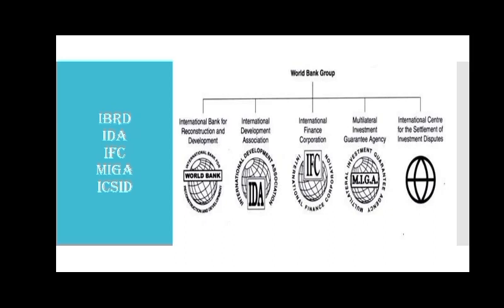So the 5 groups are IBRD, or International Bank for Reconstruction and Development, International Development Association or IDA, International Finance Corporation or IFC, Multilateral Investment Guarantee Agency or MIGA, and International Center for the Settlement of Investment Disputes, ICSID.